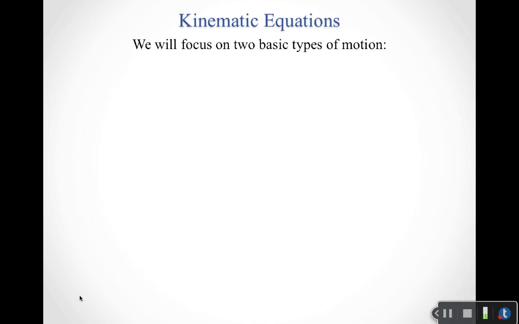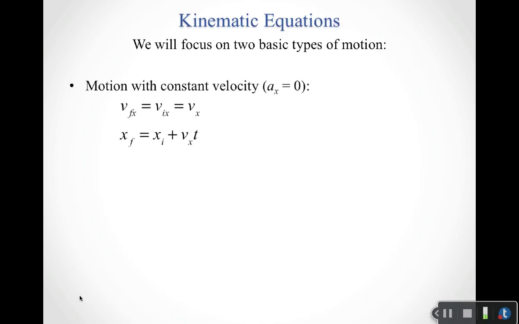So for the 221 class, we're going to focus on two basic types of motion. The first of which is going to be motion with a constant velocity. For motion with a constant velocity, this means that the acceleration is zero. So the velocity is not changing. If the velocity is not changing, the only way that's possible is if the acceleration is zero.